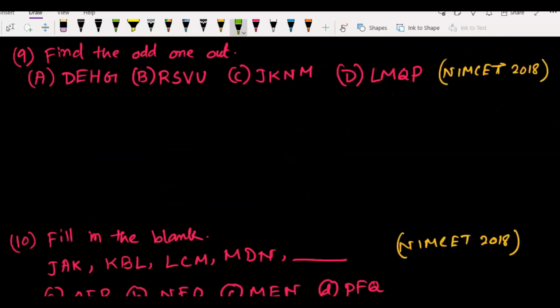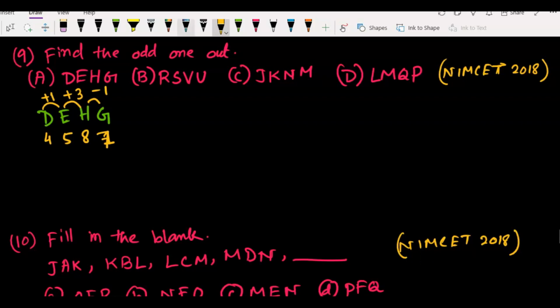In this question you have to find the odd one out. So what is the first element? D, E, H, G. So D is 4, E is 5, H is 8, and G is 7. So from here to here we get plus 1, then plus 3, then minus 1. So plus 1, plus 3, minus 1.